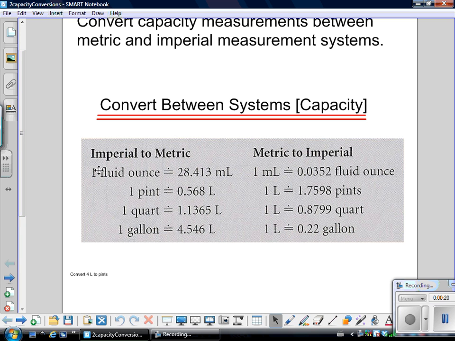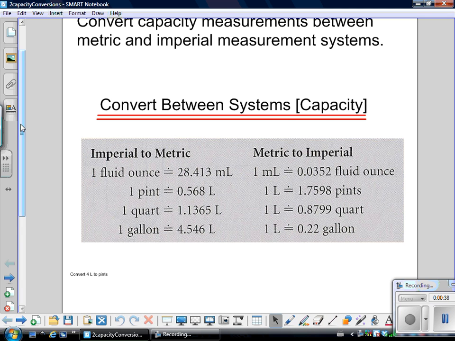Now, a couple different things. If you notice, there's the word ounce. Ounce can be used in the imperial system to measure mass. But when we put the word fluid with it, fluid ounce, we're talking about liquid measurement.